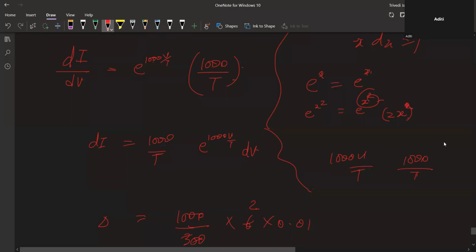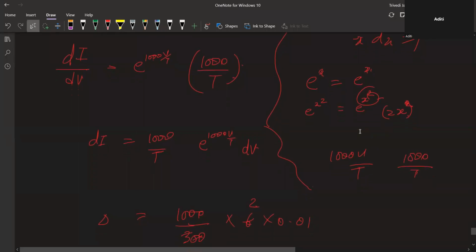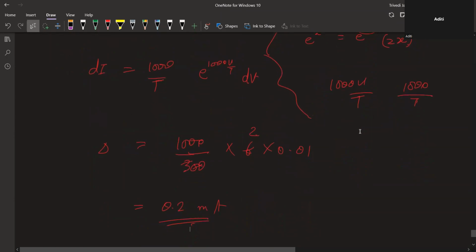Sir? Yes? It's 0.02, right? No, we have here 10, right? That's why. Oh, no, I got it. Yes, sir. We have 10, so it will be one more zero reduced.